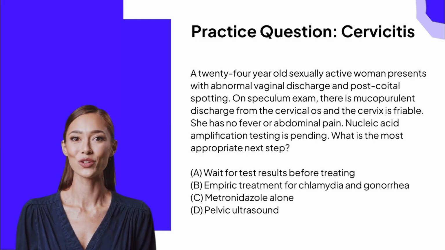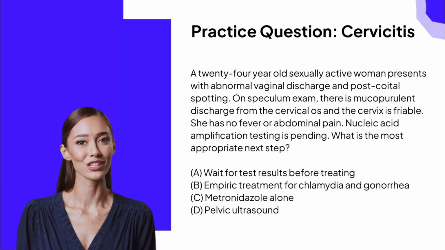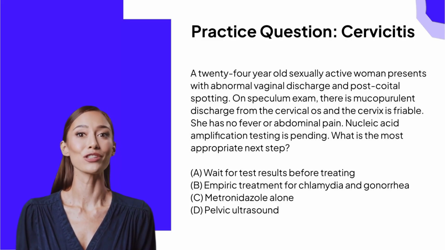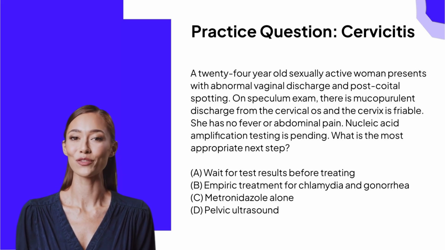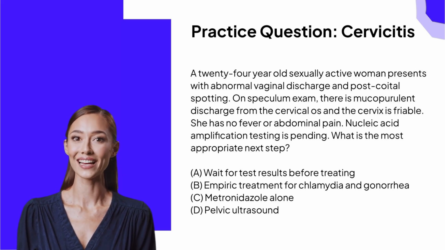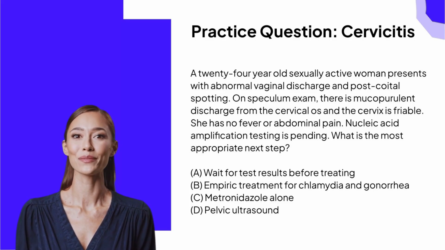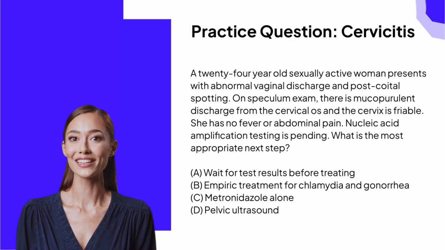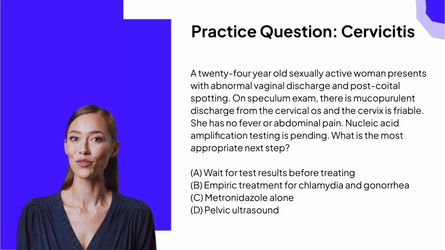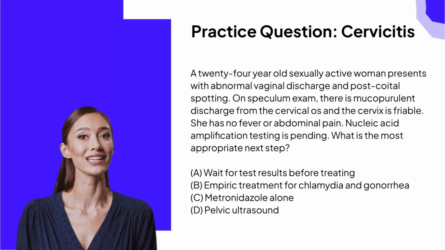A 24-year-old sexually active woman has abnormal vaginal discharge, postcoital spotting, mucopurulent cervical discharge, and a friable cervix. She has no fever or abdominal pain. Nucleic acid amplification testing is pending. Think about what the most appropriate next step would be. Remember our discussion about cervicitis management on the boards. We will go through each answer choice on the next slide.